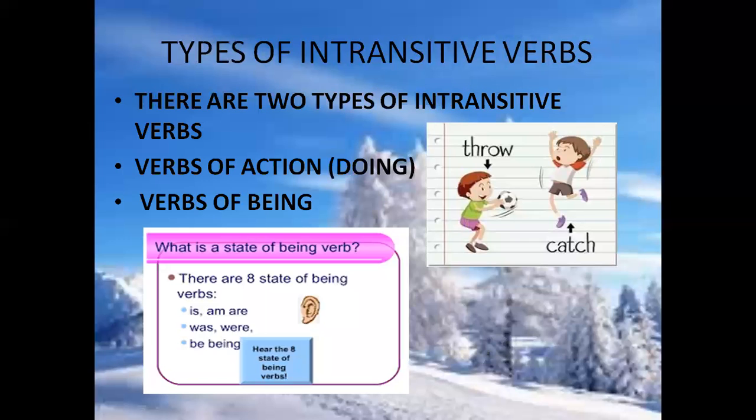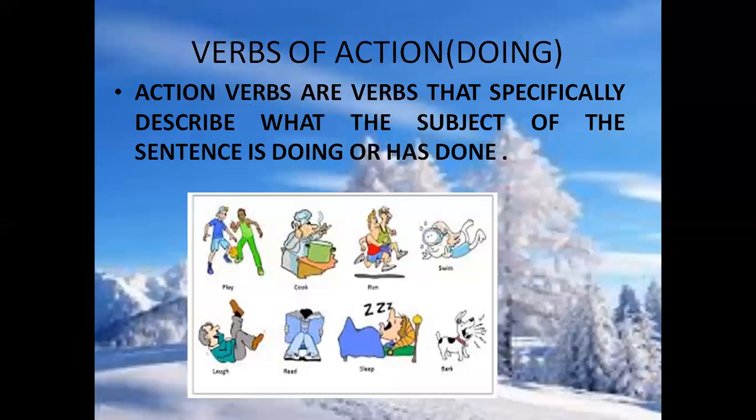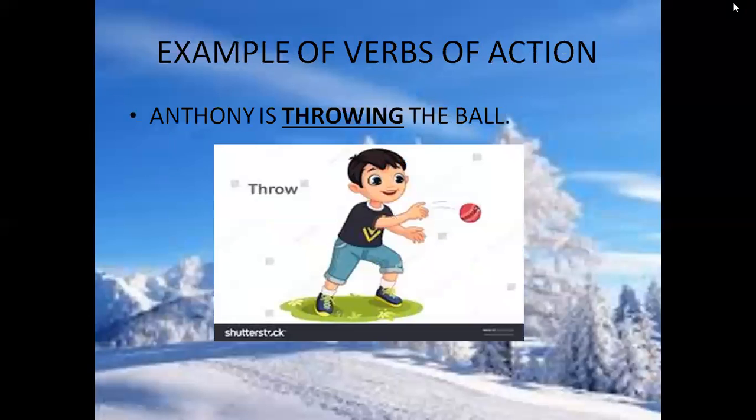Intransitive verbs are of two types: verbs of action, verbs of being. What are verbs of action? Action verbs are verbs that specifically describe what the subject of the sentence is doing or has done. Anthony is throwing the ball. So what action is Anthony performing? He is performing the action of throwing. So here throwing is the verb of action.